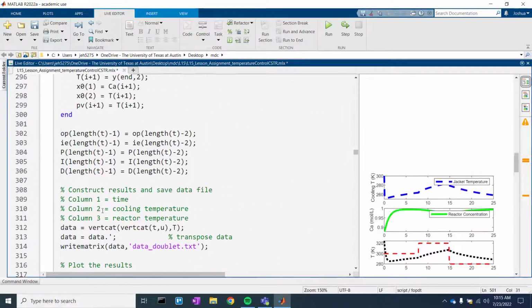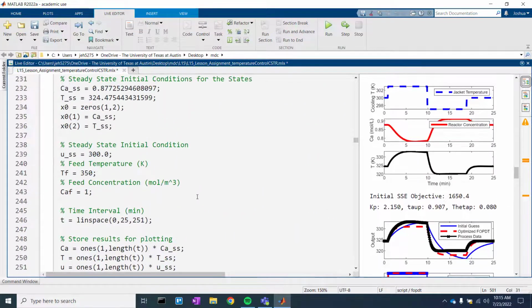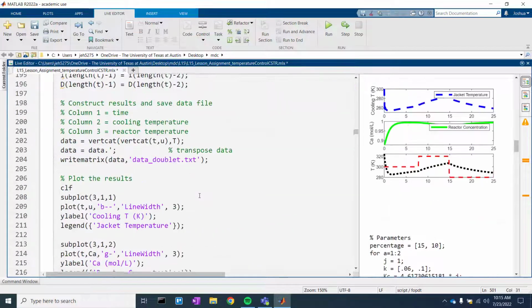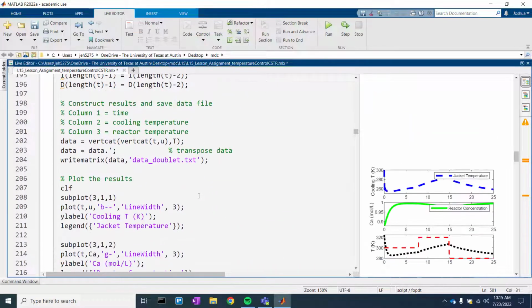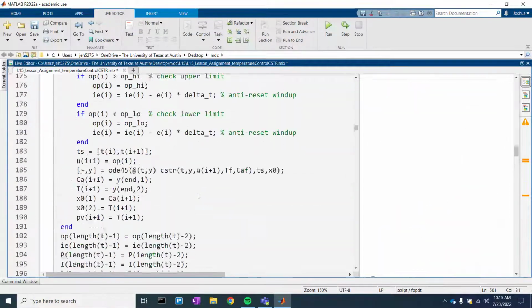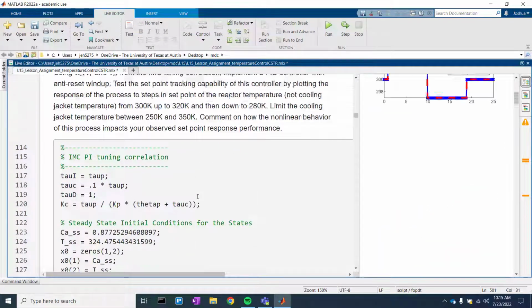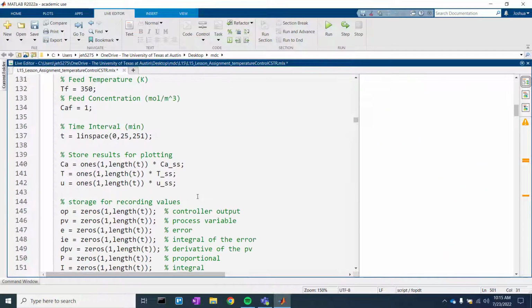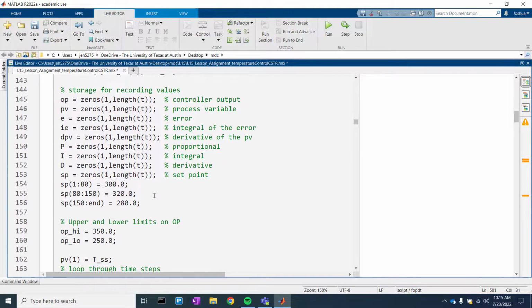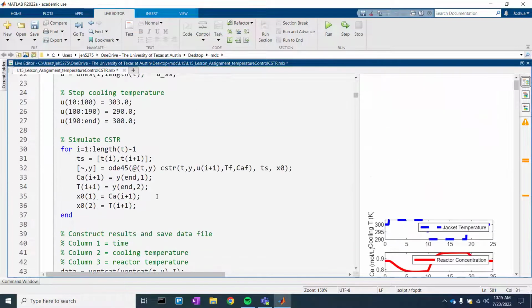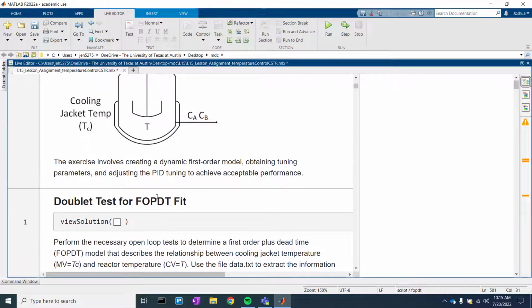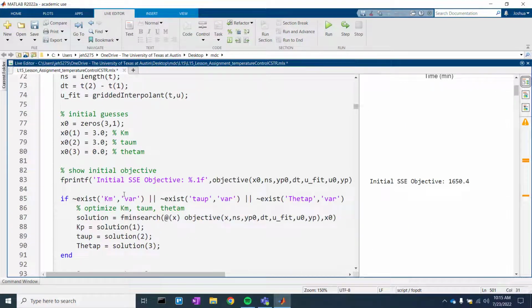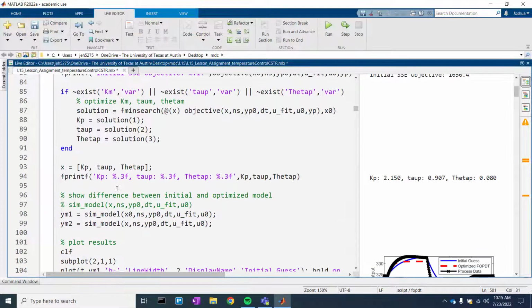So we'll come back up now. Okay, here we go. Here's where we implemented that. We have all our arrays. Let's make sure that we did this. I want to just make sure I'm referring to the right place. So we have a doublet test. We talked about that. Here we go. We're going to solve for our initial objective. We're going to use fminsearch to solve for our process time constants.